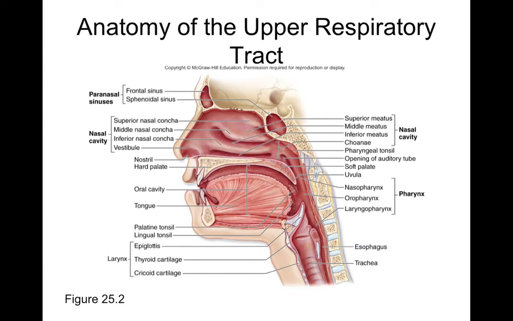Remember, the nasal septum is made of the ethmoid bone and the vomer, as well as their associated cartilage. And that nasal septum separates the 2 halves of your nasal cavity, which basically means the right nasal cavity is separated from the left nasal cavity.